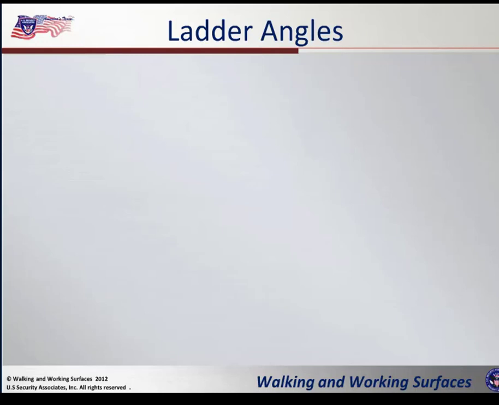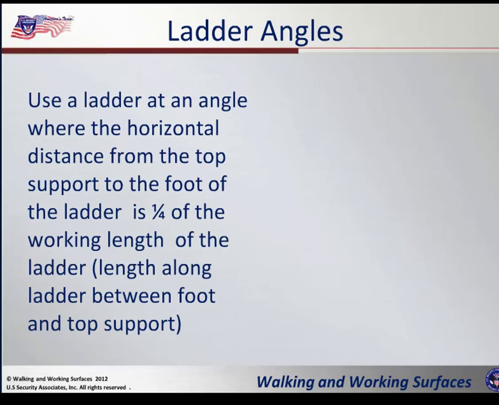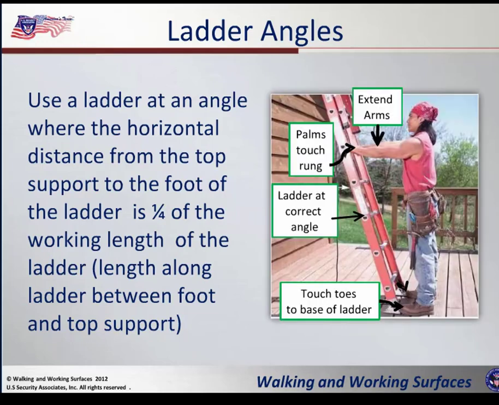Okay, let's take a little bit and talk about ladder angles. Now, when you're using a ladder, the angle at which the horizontal distance from the top of the roof to the foot of the ladder is 1/4 of your working length, okay? Basically, the best way to tell if you're using that ladder angle appropriately is if you're standing in front of the ladder with your feet at the base, reach out your arms with your palms touching the rung on that ladder, with your hands completely extended. If you can do that and touch the rung right in front of you, you are at the correct angle.